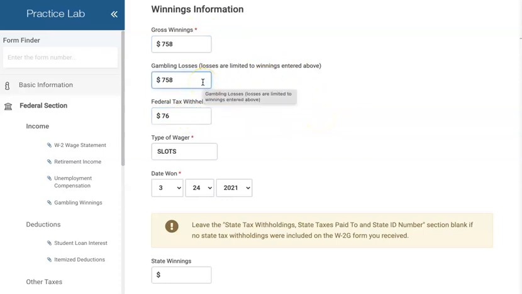Notice that gambling losses have been entered here. Gambling losses are limited to the amount of winnings that are listed on this form, or I should say generally, overall, you can't claim more losses than you can claim winnings. Unfortunately for the taxpayer here, the gambling losses are only useful if the taxpayer itemizes, and the taxpayer is not itemizing on this return. So essentially that gambling loss adjustment as part of itemization isn't going to make any difference. If we were to zero that out, the tax return wouldn't be changed in the slightest.